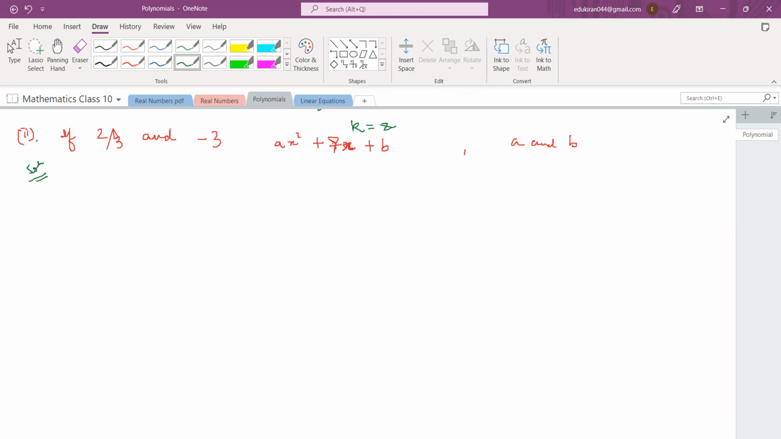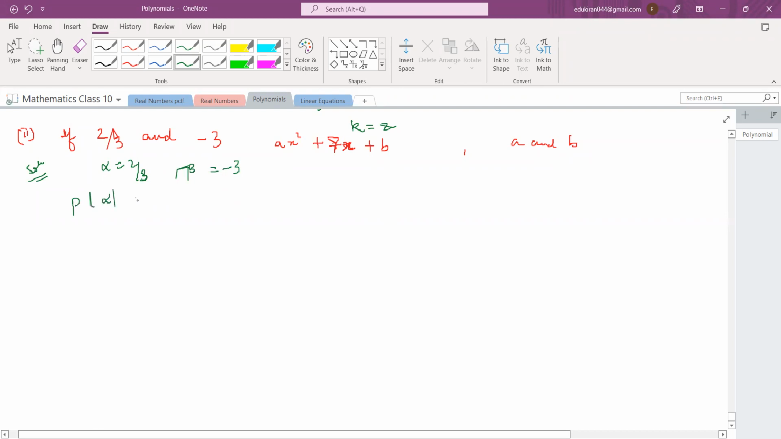And since they are zeros of the polynomial, they are going to satisfy the polynomial, isn't it? There will be one issue here. Let's do it, I'll tell you what the problem is. Alpha is 2 by 3, one of the zeros, and beta is -3. Because they are zeros, they will satisfy. So your polynomial at alpha should be equal to 0, and your polynomial at beta should also be equal to 0.